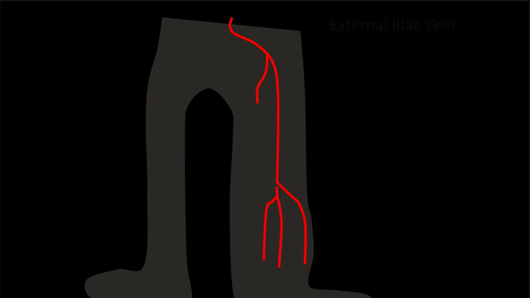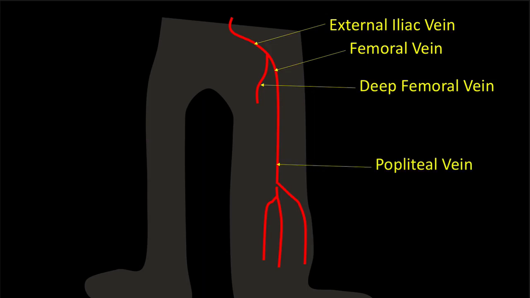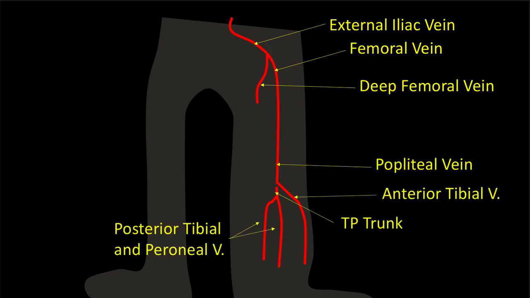Alright, so let's walk through them here. We've got external iliac vein, and then femoral vein. Some people will call that the superficial femoral vein, but remember, this is a pitfall here. The superficial femoral vein is a deep vein, so you can obviously see how that can make a good multiple choice question. Deep femoral vein, popliteal vein, and then your calf veins. So that's the deep system.